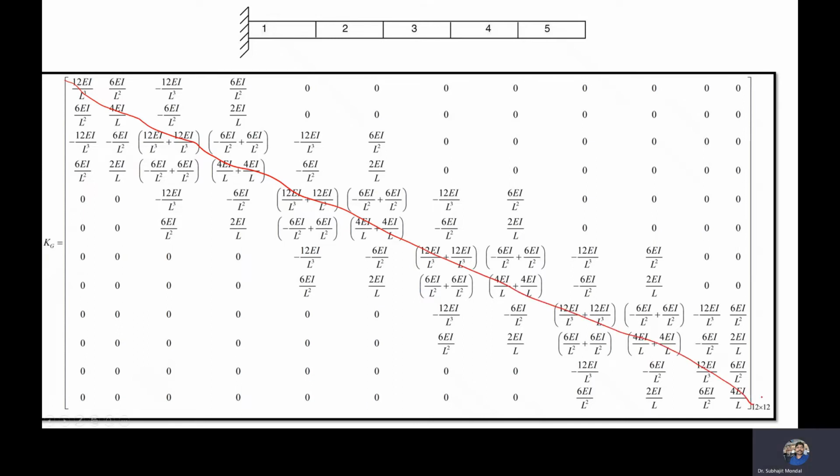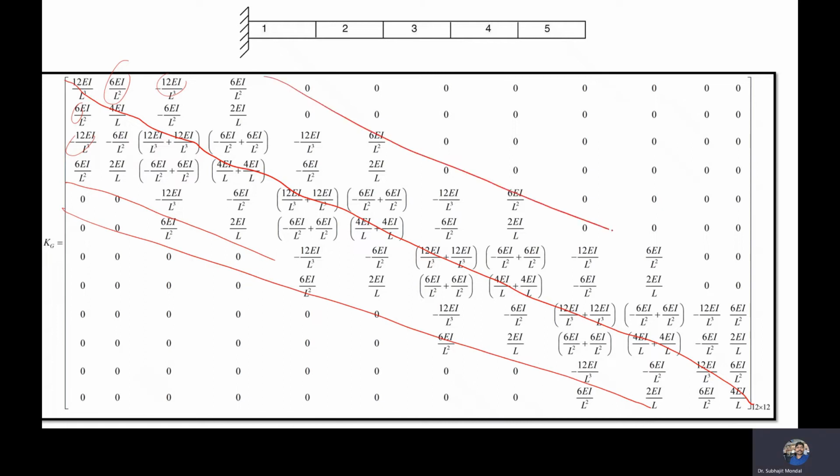Symmetric in the sense this value and this value is same, this value and this value is same. So basically off diagonal term comes as symmetry. One more thing you have to observe, that this is very banded in nature. Banded in the sense that all the value are concentrated near the diagonal. So basically it has some band, so we are saying this is your banded.